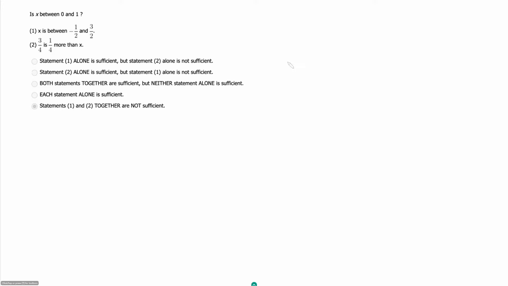Is x between 0 and 1? So we get no information really from our prompt, just a question. We can draw this range, though, that we are looking for. We want to know if x is between those two values.